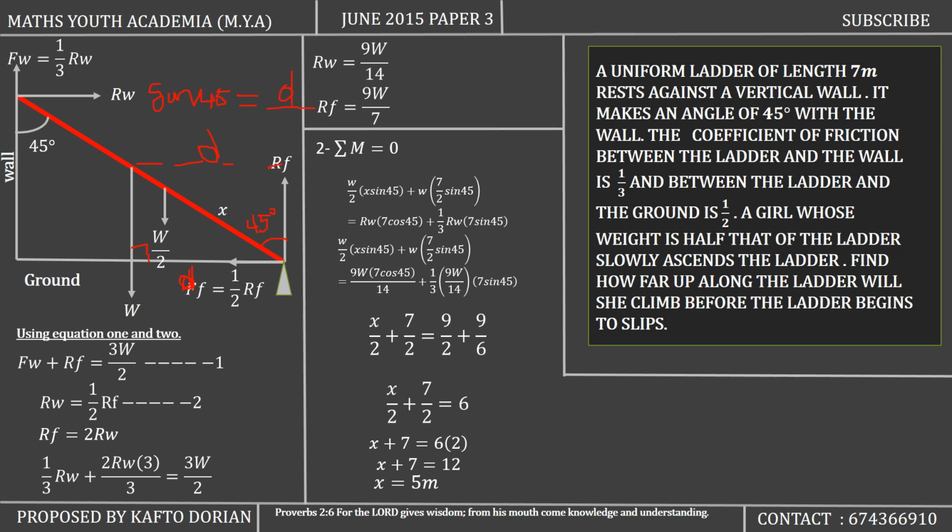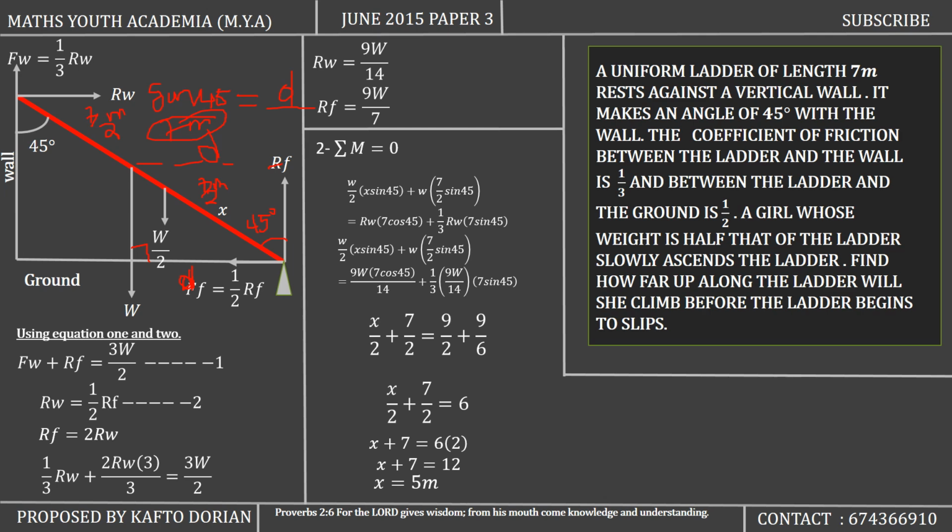Our hypotenuse is, remember that the ladder is 7 meters. That means that the weight is actually in the middle of the ladder. So we have 7 on 2 meters up and 7 on 2 meters down.